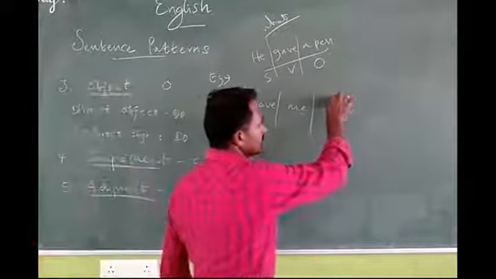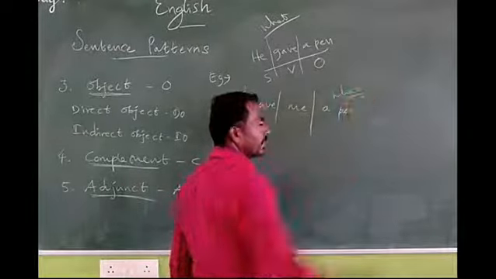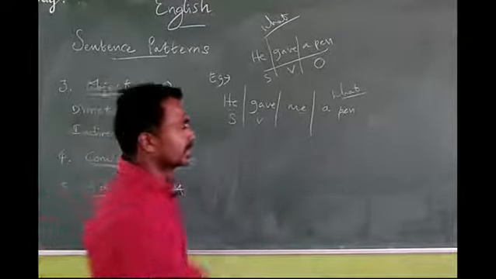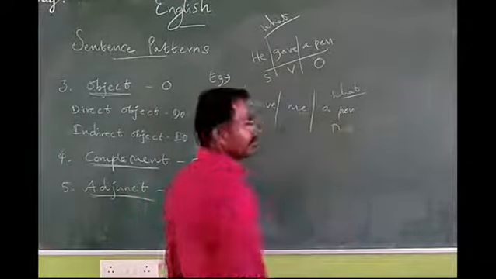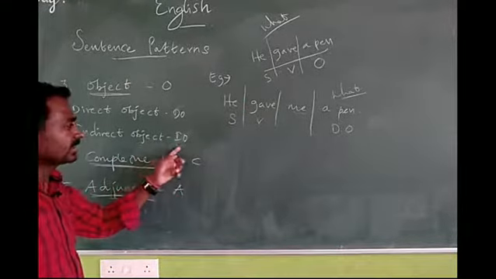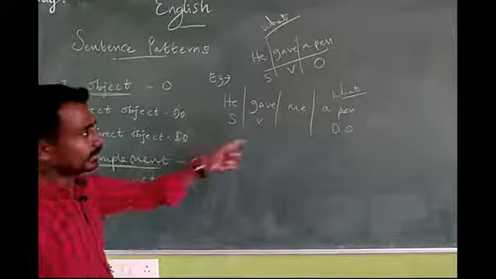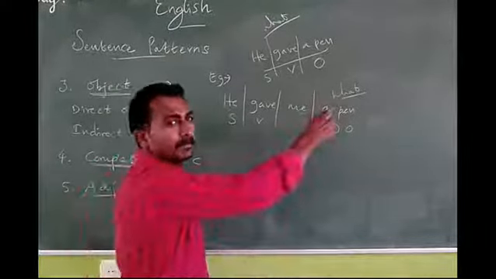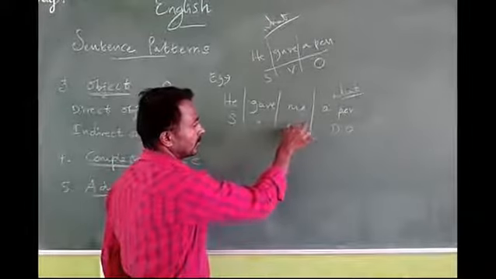See, students. What did he give? He gave a pen. That's all. Here it is called DO. And the indirect object is indicated by the capital letters IO. Here also, to whom did he give? To whom did he give? Me only. It is called IO.